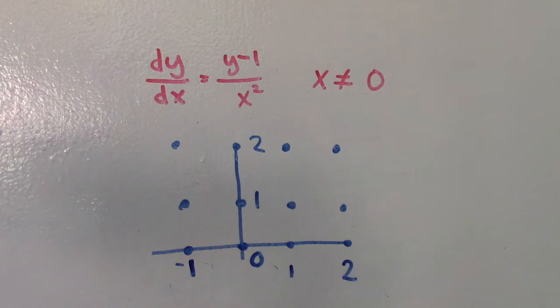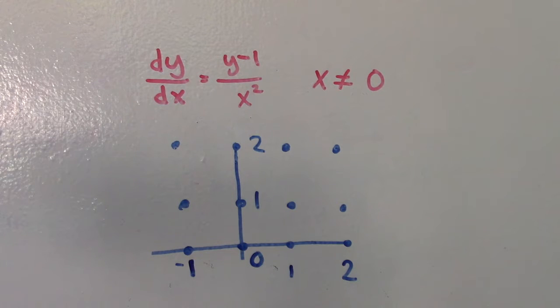Hi, I'm Zoe, and I'm going to be doing the AP Calculus AB 2008 FRQ Question 5. The question starts out with, consider the differential equation dy over dx equals (y minus 1) over x squared, where x is not equal to 0. Part A gives us a grid and asks us to draw a slope field.